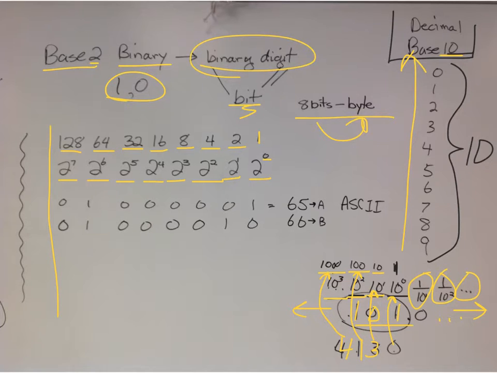Alright, so then we did an example. If we have 0 groups of 128, 1 group of 64, 0 groups of 32, 16, 0, 8, 0, 4, 0, 2, and 1 group of 1. We have 1 group of 64, 1 group of 1. That gives us a 65. Using ASCII code to represent text, these 1s and 0s represent an A. This group of 1s and 0s represents a capital B.